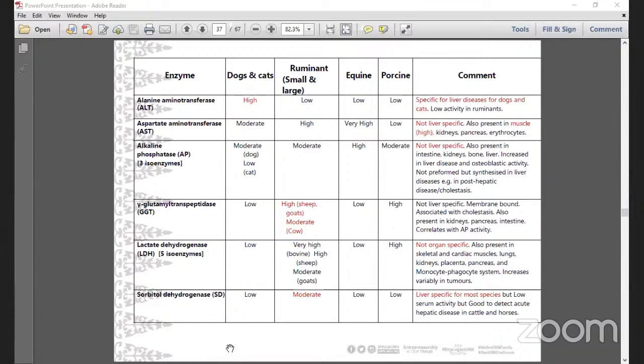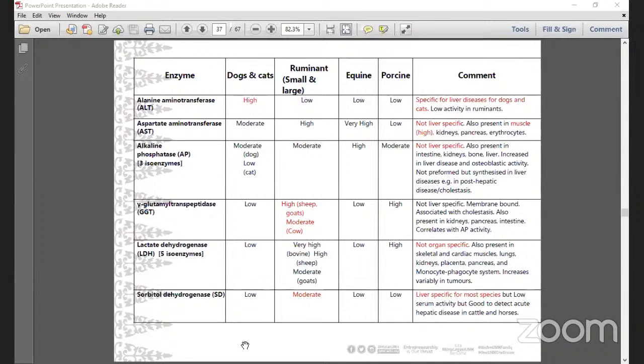It's also associated with cholestasis, and it is present in the kidney, pancreas, and also intestine. So another liver enzyme is lactate dehydrogenase. Lactate dehydrogenase has 5 isoenzymes. So what is an isoenzyme? Isoenzymes have a similar function, but they vary in molecular structure.